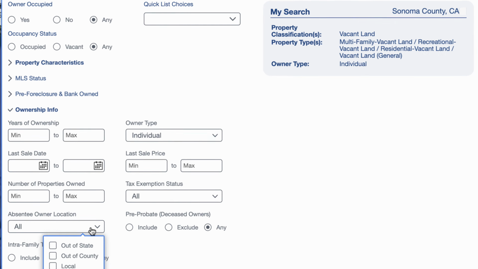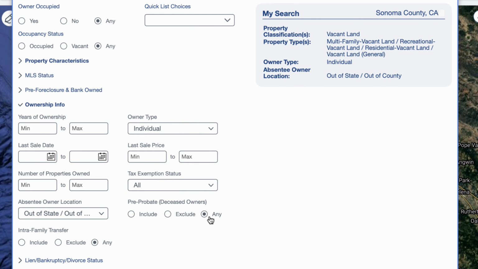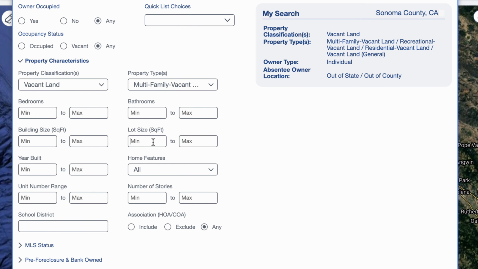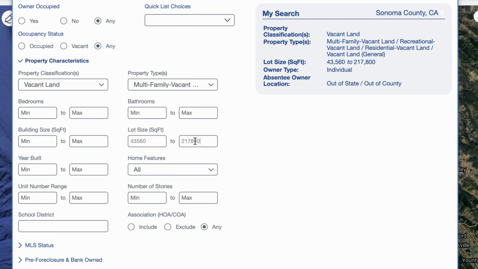And then absentee owner location. So I could select these two. That would be kind of a common way that I could do that. And actually, let me go back here and do this lot size filtering thing. So just for this example, we're going to sort these properties by 1 to 5 acres. And when we translate that to square feet, that's what those numbers would look like.